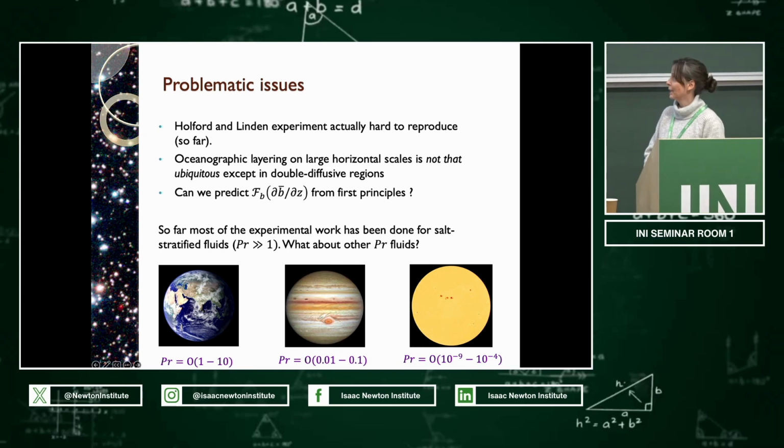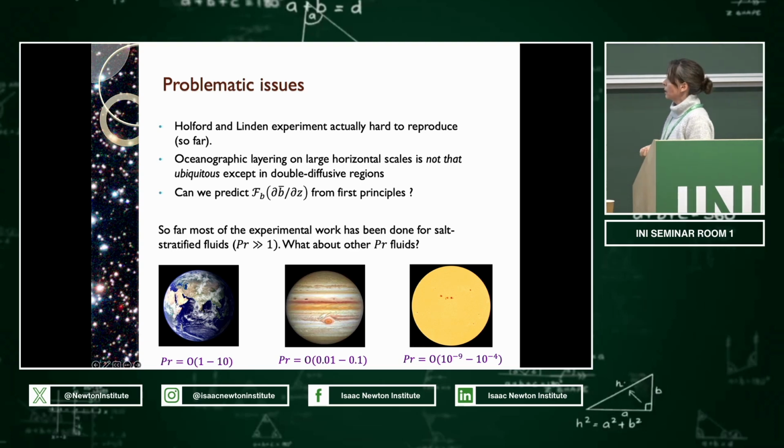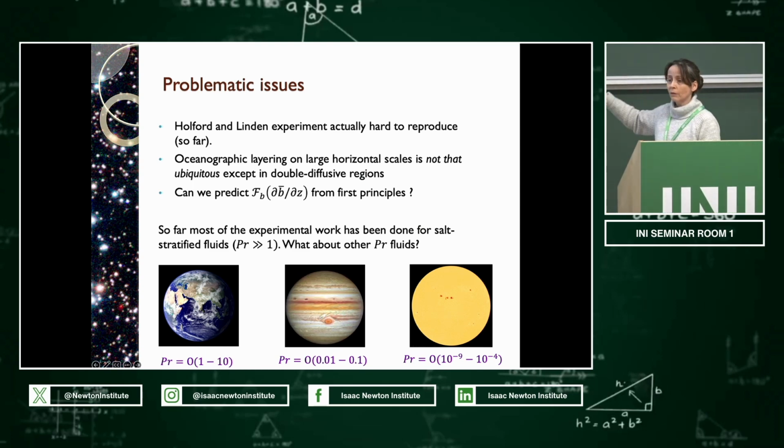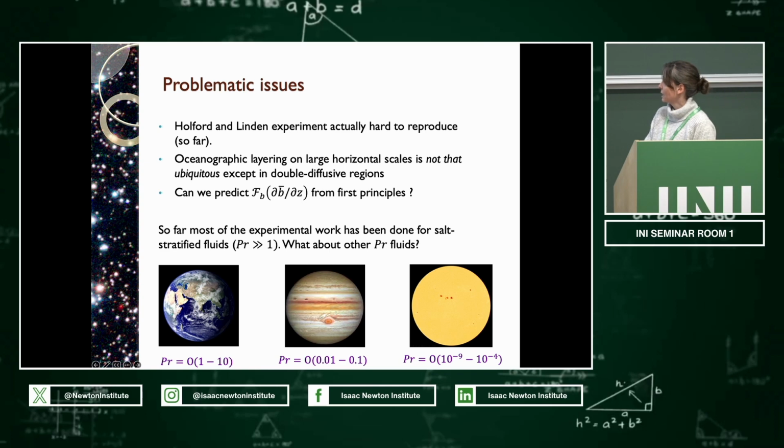And then I just want to put a plug in as well for my real work, which is in astrophysical fluid dynamics. Most of the experimental work so far has been done for salt-stratified fluids, but what about other Prandtl numbers? Salt-stratified fluids are a very large Prandtl number. What about heat-stratified fluids? What about fluids that are stratified by a helium gradient, for example? So the Prandtl number can range massively. And so the question is, can we redo all of this and figure out maybe where the stars are layered or maybe where the planets are layered? I unfortunately won't have time to talk about the second part, but just so that it's in your mind, there's a lot of work to be done in that respect as well.